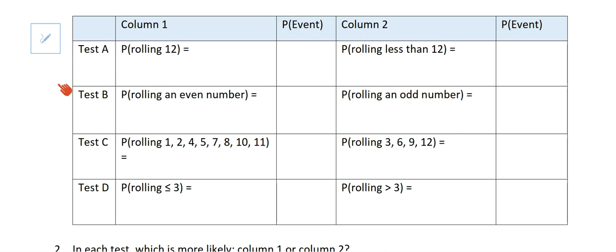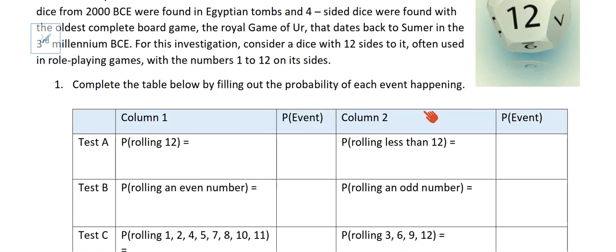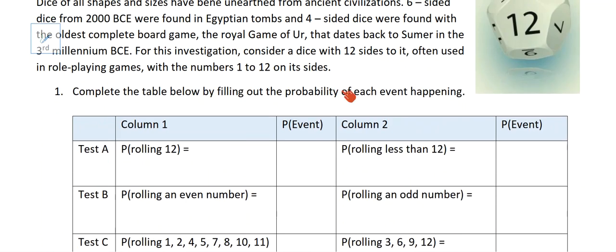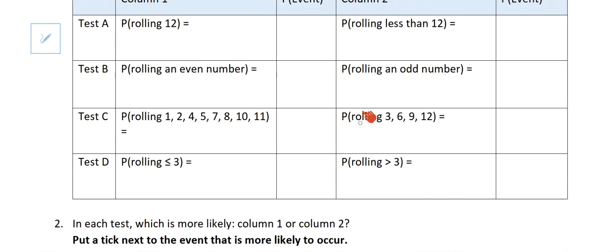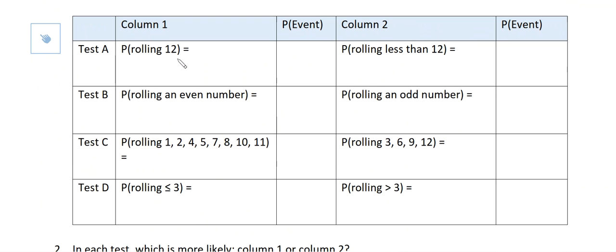So we've got a die which has 12 sides, with the numbers 1, 2, 3, 4, and so on. What's the probability of rolling a 12? Well, there is 1 out of 12 options, so 1/12. What's the probability of rolling less than 12? 11 from 12. Rolling an even number: 6 from 12, or a half.